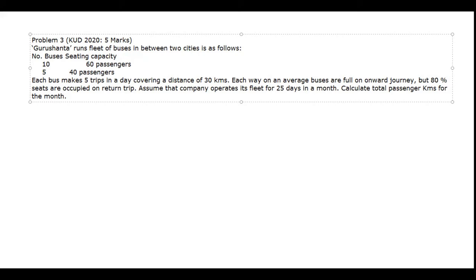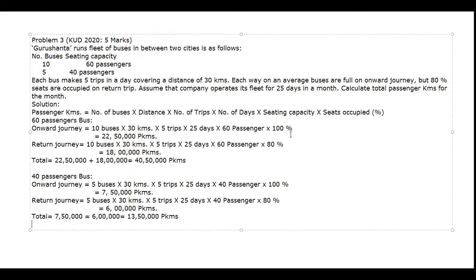So I'll show you the solution. You have to do it on your own. So this is how you calculate the passenger kilometer. This is for the 60 passengers bus. We have two types of seating capacity buses here. One is the 60 passengers bus, another is the 40 passengers bus. For the 60 passengers bus we have 10 buses, and for the 40 passengers bus we have 5 buses. First we have to calculate for the 60 passengers bus, again onward journey and return journey.